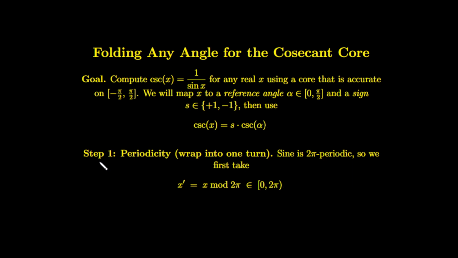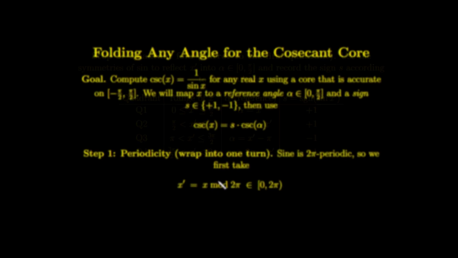So now the step one that we got here is the periodicity. So we're going to wrap in basically one turn. We're going to take everything that's outside the 0 to 2 pi, and we're going to fold it into the actual 0 to 2 pi. So mathematically speaking, what you're doing is you're looking at x, and it's going to be modulo 2 pi.